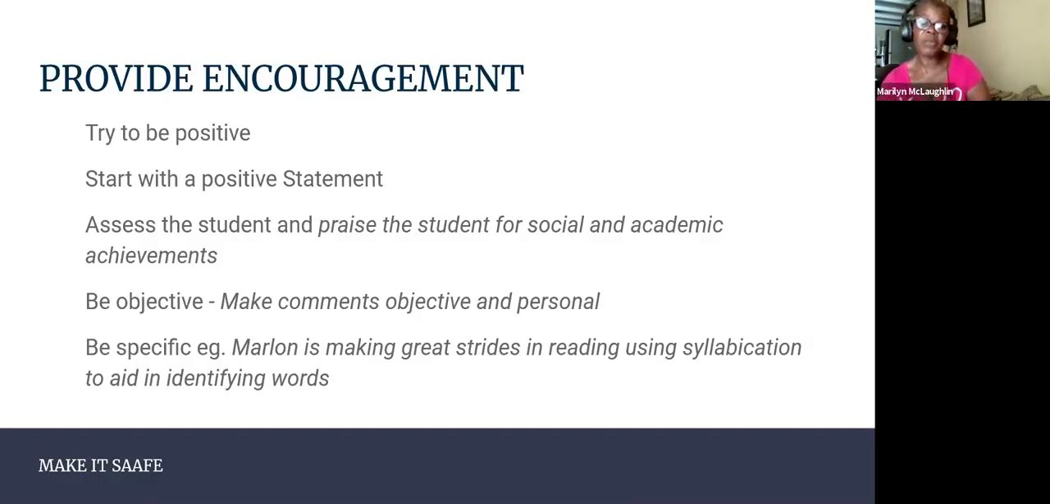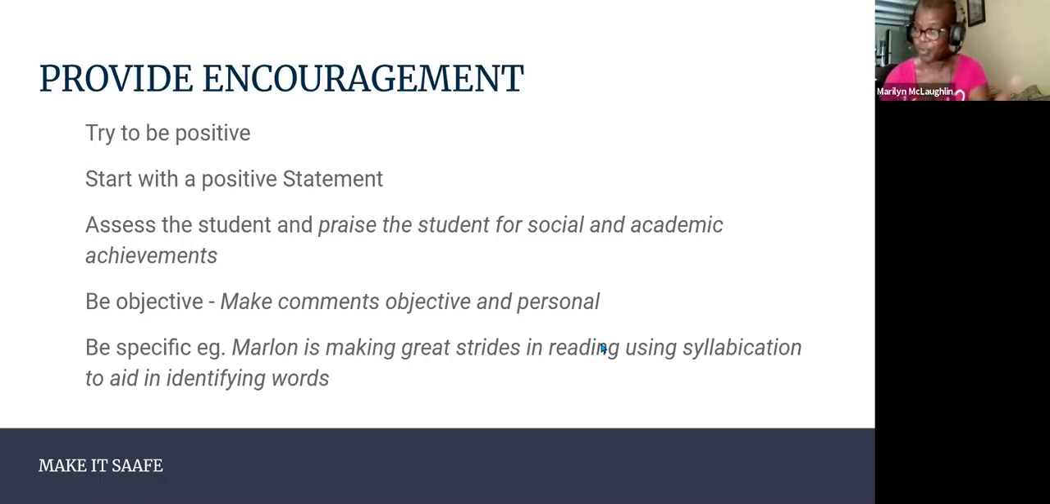But in giving your negative, you have to be careful how you say it. Be objective. Make your comments objective and personal. Look at the child. If it is positive, it is personal. If it is negative, it is personal. So just look at the child and remember that the child is unique and no other person in the class is like that child. You will not find two children being the same in your class. So make your comments personal, and be specific. Say what you want to say about the child.